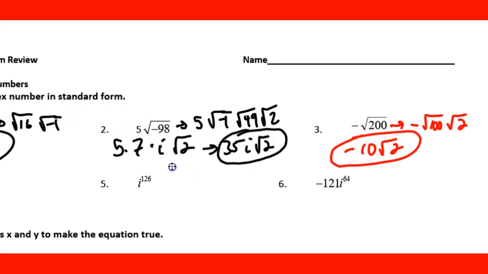One thing I want y'all to remember while we're doing this is i. i to the first is i. i squared is negative 1. i cubed is negative i. And i to the 4th equals 1.